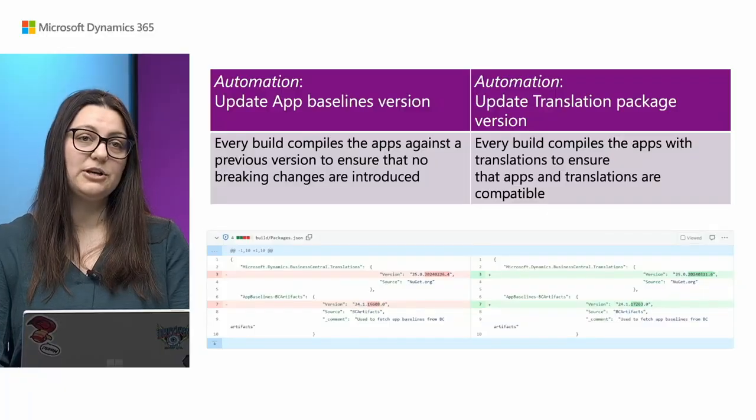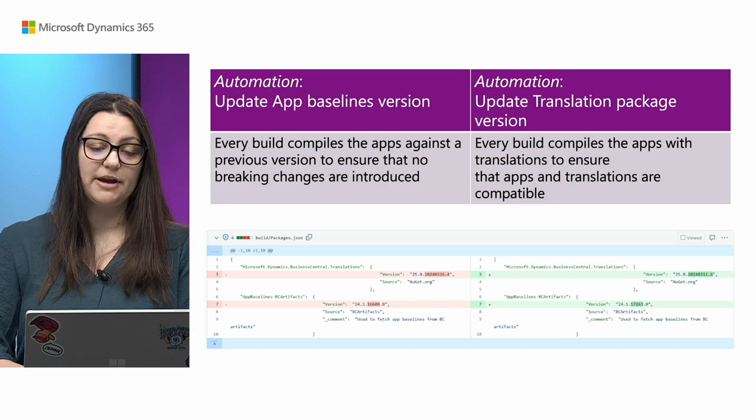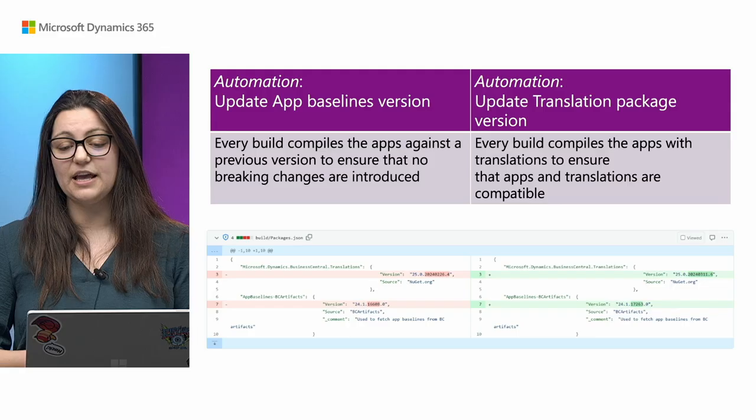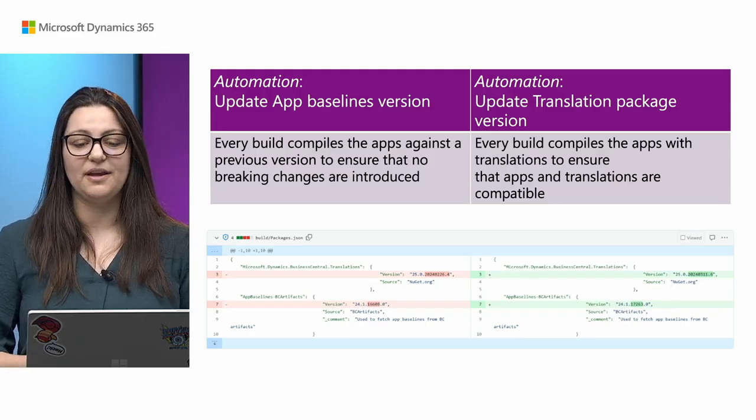The next two automations combined is automation that updates the app baselines version and the translation package versions. The former updates the package version for the app baselines, and we use these baselines to compile the apps and to ensure no new breaking changes are introduced. The second automation is to update the translation package versions, and we do that mainly to ensure that translations and apps are compatible.